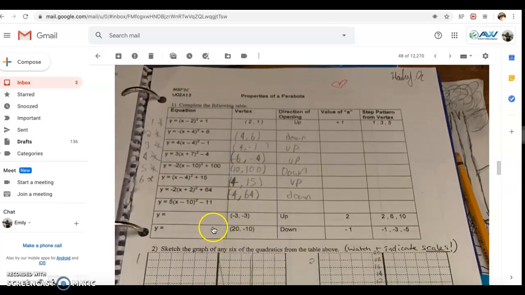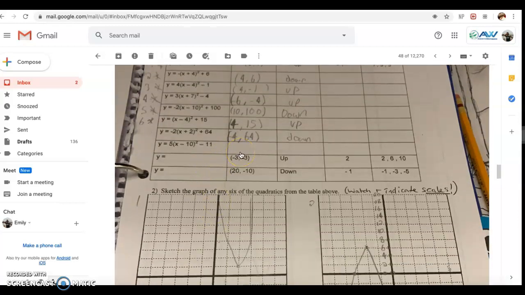Okay, these last 2 rows, a little bit tricky. They ask you to work backwards. So I'm going to make up a row of the table that looks like this. So we want to know the equation, and we're given a vertex, a direction of opening, an A value, let's say -1, and a step pattern, -1, -3, -5.